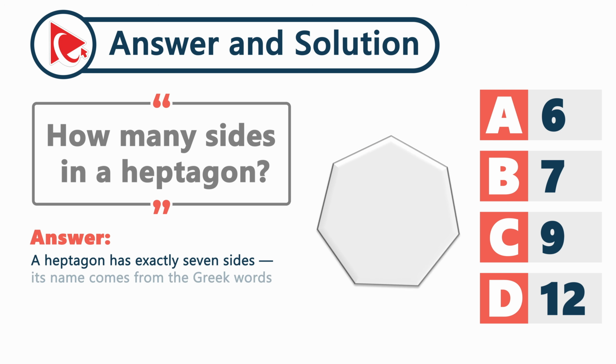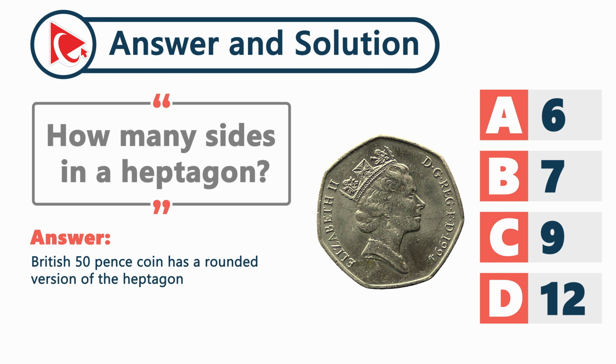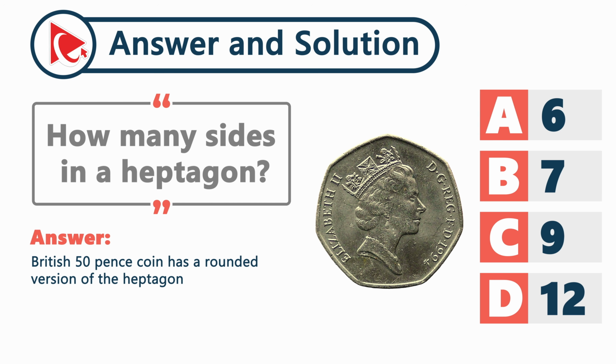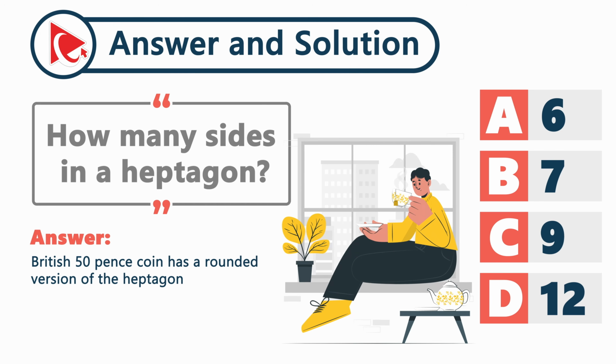A heptagon has exactly 7 sides, and its name comes from Greek words hepta, which means 7, and gonia, which means angle. The most notable memories of heptagons is British 50 cents coin, which has rounded version of this shape. Even though I'm not sure how useful it is nowadays with all the inflation going. If you are from the Great Britain and watching this video, please make sure to share it in comments.